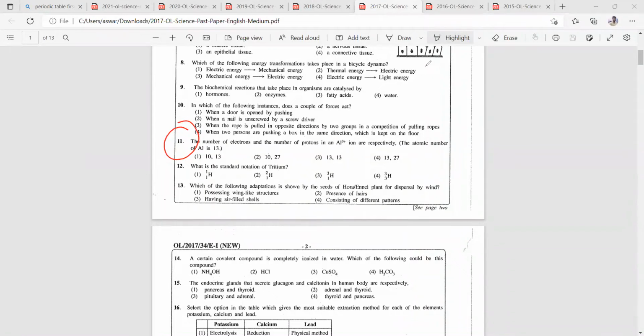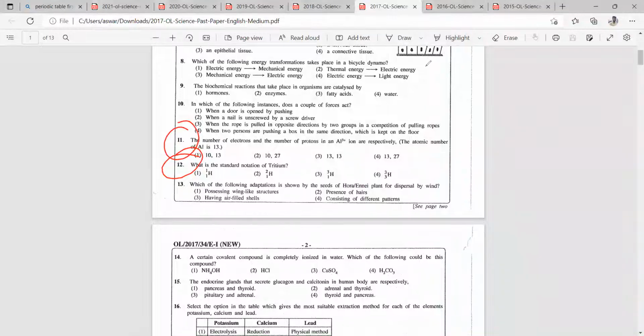Can you note the question, 2017, 11th one and 12th one? Please note this one as homework. These are for homework. 2017, 11th one and 12th one. Did you take a note? Did you note this one as homework? Yes, sir. Okay, right.